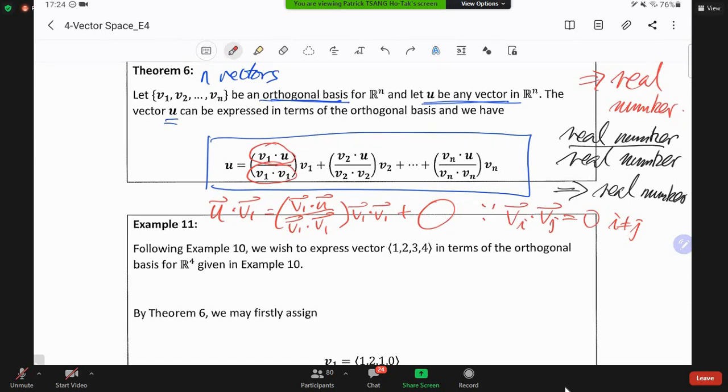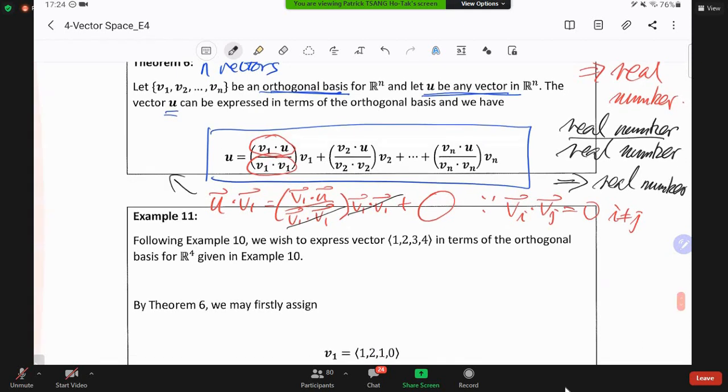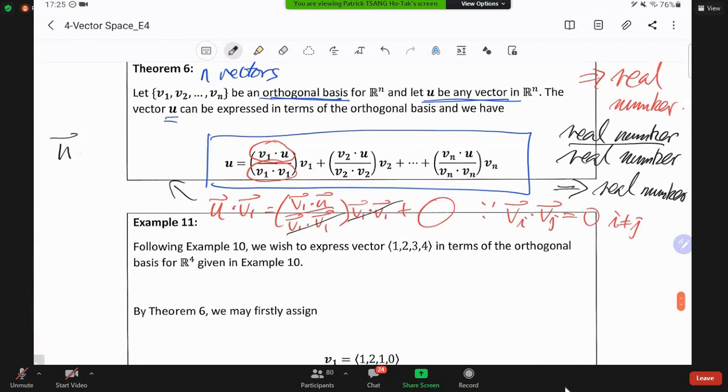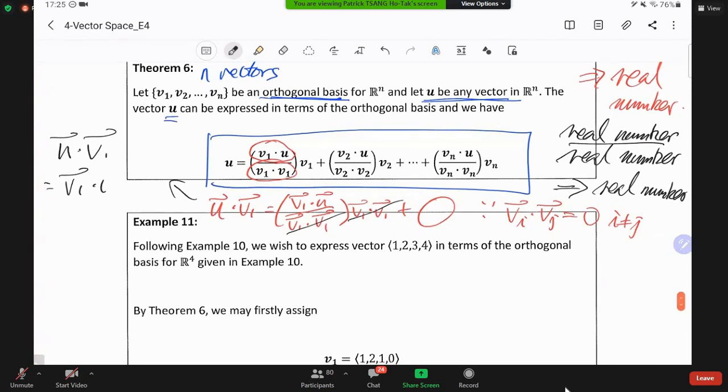So when we consider u dot v1, starting from the second term until the last one, all of them will be gone and equal to 0. And then you can see that these two terms can be cancelled out. So what you get is, I don't have enough space, I write here: u dot v1 simply equals v1 dot u.